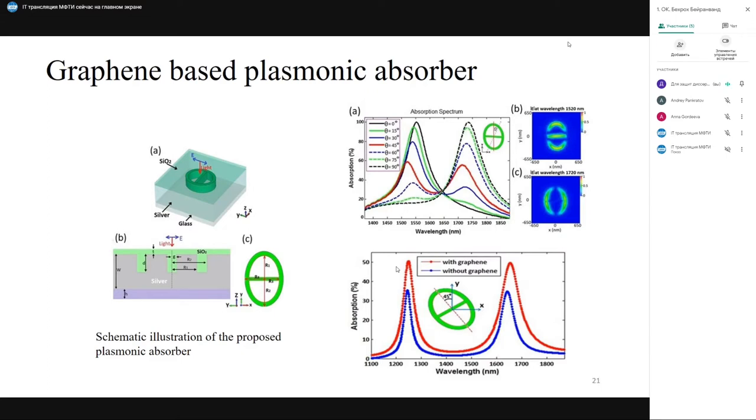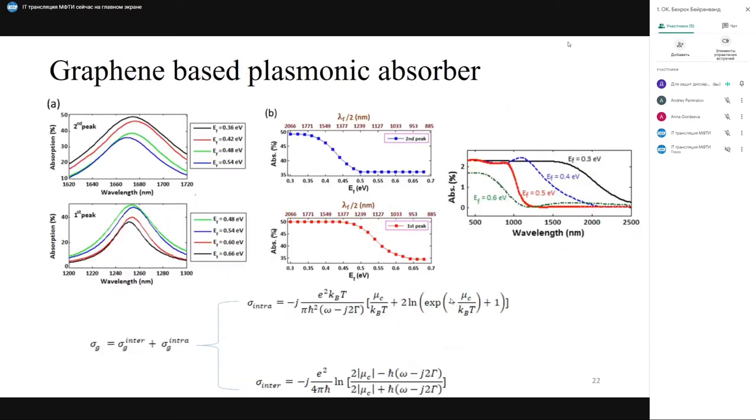By adding a layer of graphene on this structure, you can see we increase the absorption from around 35% to 50% for both peaks. But the good news was that each peak can be separately tunable. As you see, when peak one is fixed, the second peak can be tuned, and the same for the other peak. This tunability is based on the chemical potential of graphene, which we can tune by applying an external voltage.